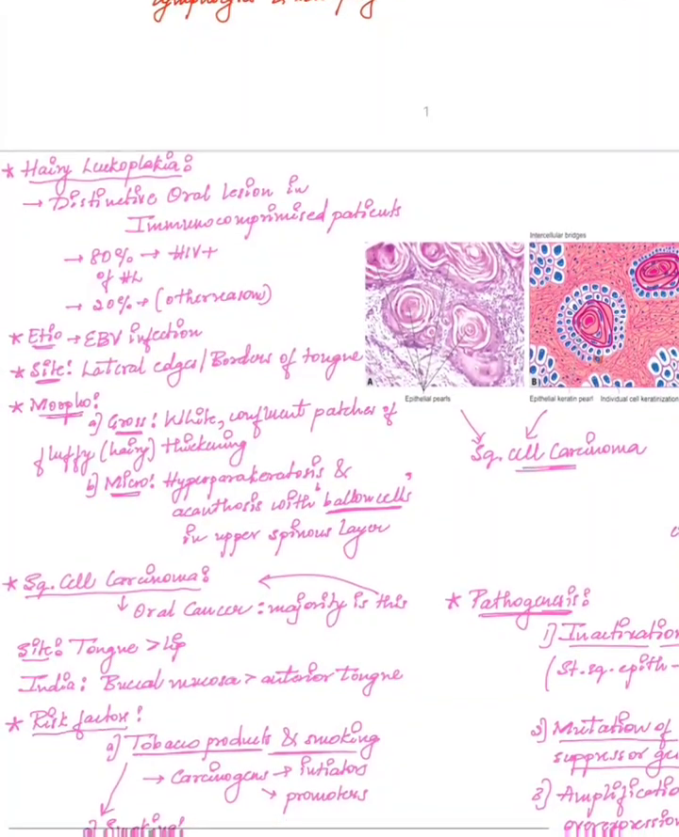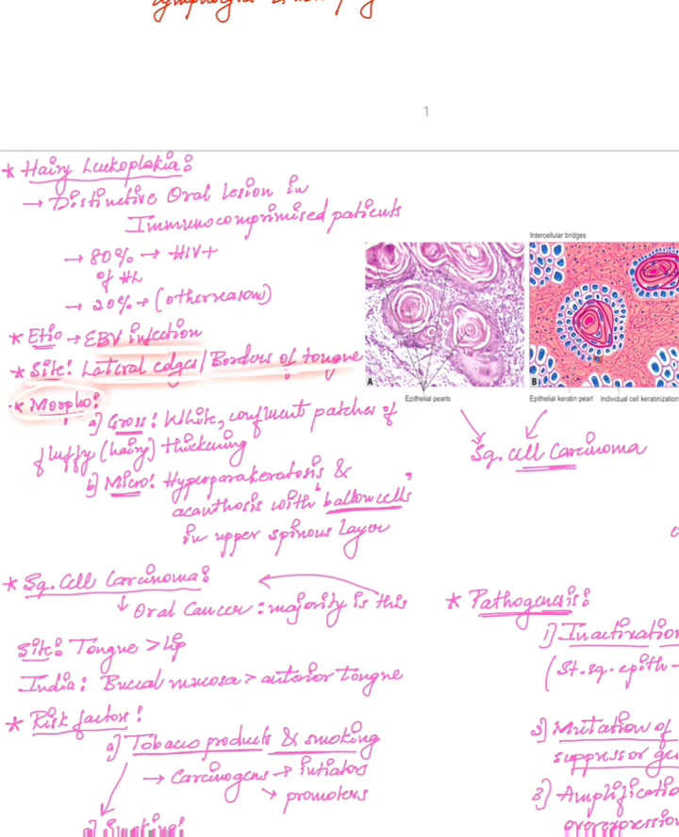Now, the next is hairy leukoplakia. It is a distinctive oral lesion in immunocompromised patients. 80% of hairy leukoplakia is in HIV positive patients, and 20% is due to other reasons. The main etiology of hairy leukoplakia is Epstein-Barr virus infection, and the site is the lateral edges or lateral borders of the tongue.